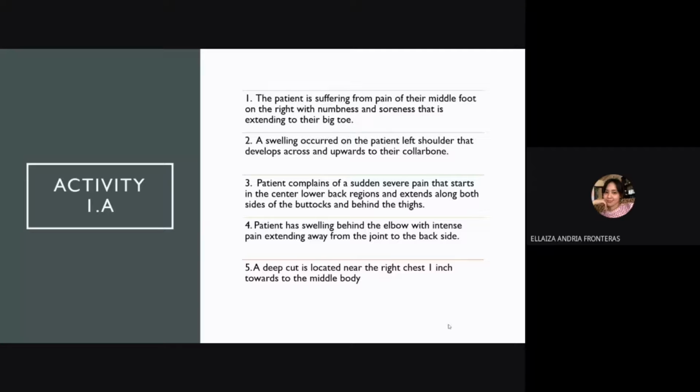Number 5, olecranon is located superficially on the right thorax, 1 inch lateral to the mid-sagittal plate. Answer is a deep cut located close to the surface or the skin on the right chest 1 inch away from the center of the body.